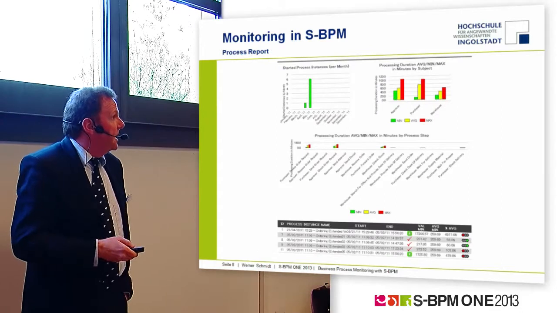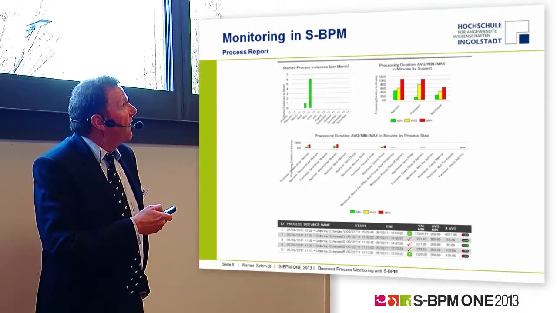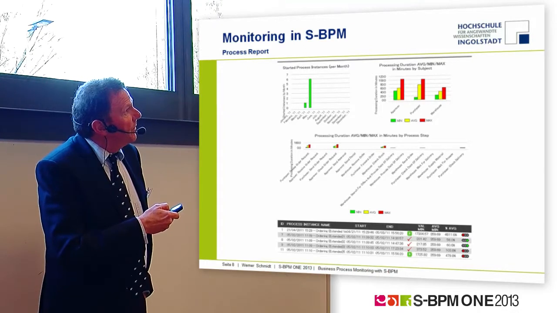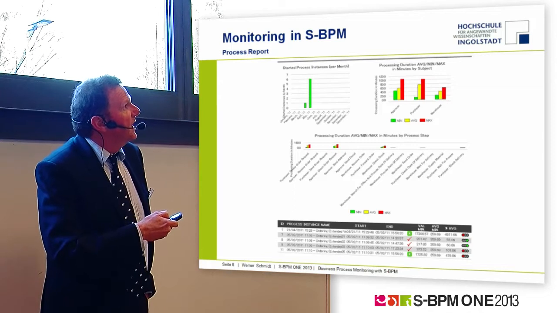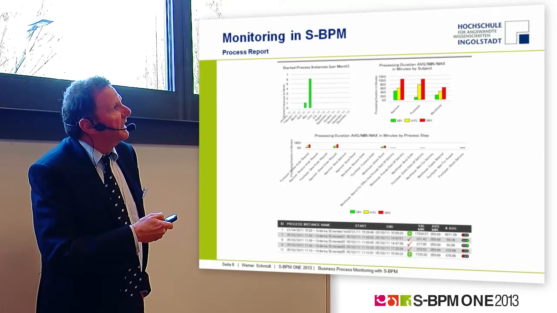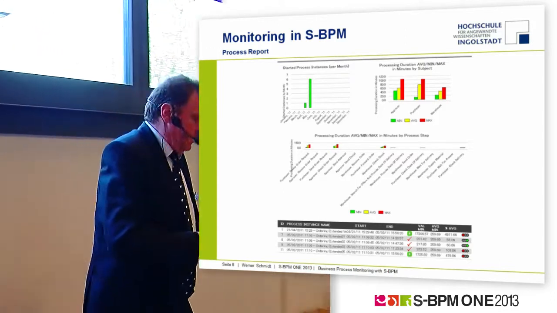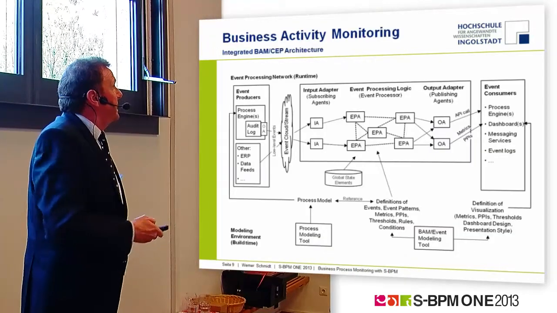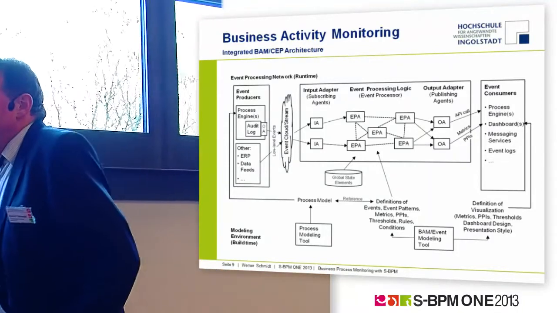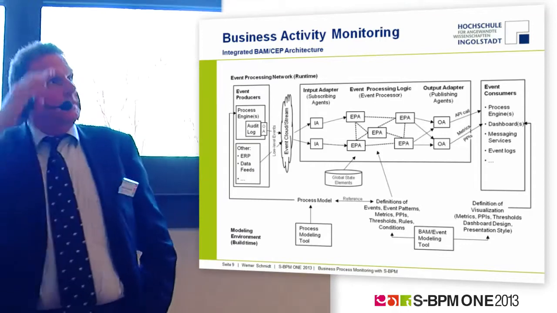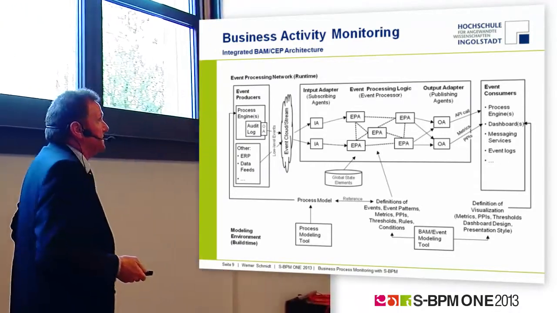And the last one, the process report, which gives you some information on how many instances of a process took place in which month, for example. So you can see the distribution over time. Okay, so this was the traditional monitoring. If we go to the right column in this table from before, we're talking about business activity monitoring.